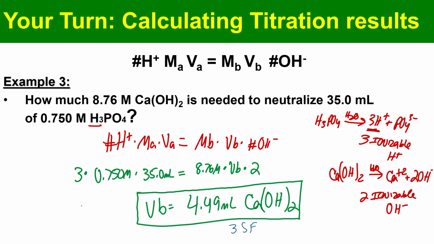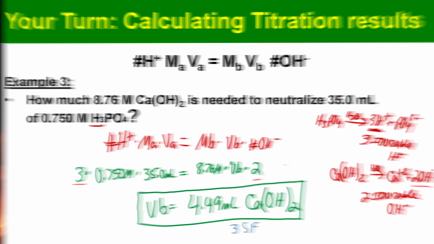Perfecto. If you did this correctly, we should get 4.49 milliliters of calcium hydroxide, and our answer should be to 3 sig figs in this one. We threw in an extra decimal point here on the H3PO4, and we assumed that this completely dissociates into 3 hydrogen ions, so we had to have a value of 3 here. Our hydroxide this time dissociated into 2 hydroxides, so that's where that 2 came from. And pretty much this is just some simple algebra.